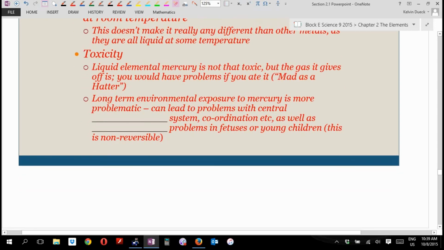Long-term environmental exposure to mercury is more problematic. It can lead to problems with the central nervous system, coordination, and if you're a woman and you're pregnant, it can also lead to developmental problems for fetuses or young children. And this is non-reversible.